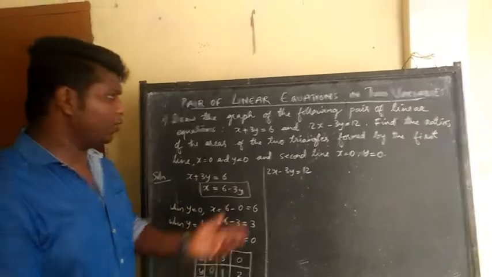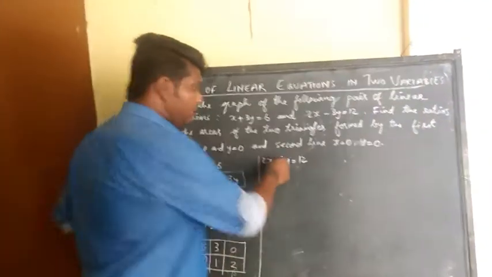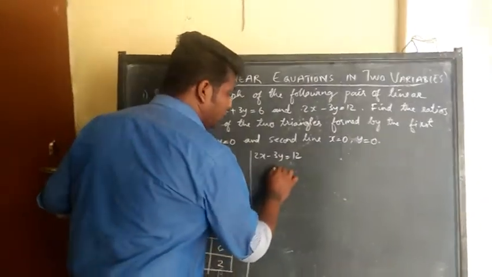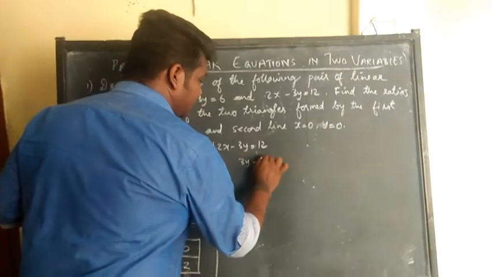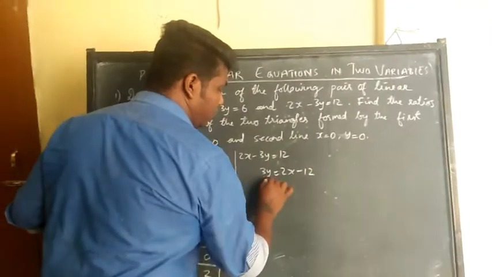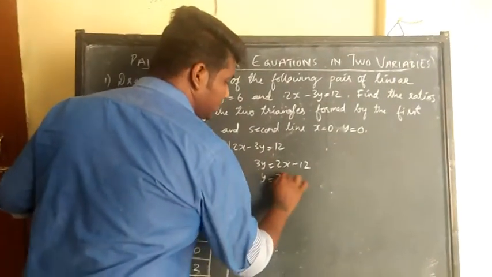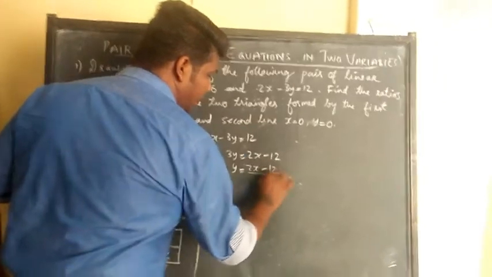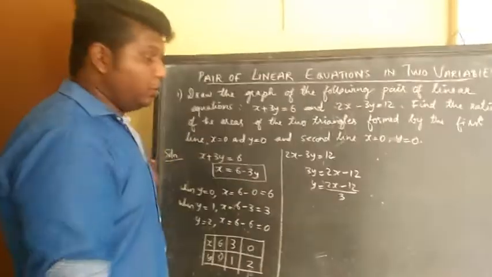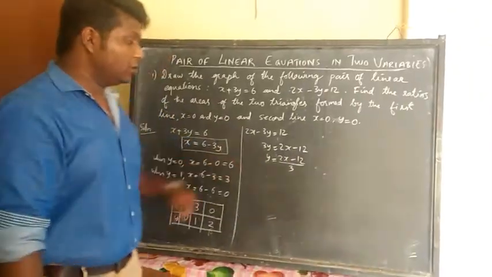I told you here you can take x. Similarly, you can take y also. Here I am going with y. So here if I am taking y, what will this become? 3y is equal to 2x minus 12, and y is equal to 2x minus 12 divided by 3. You will get it like this, right?